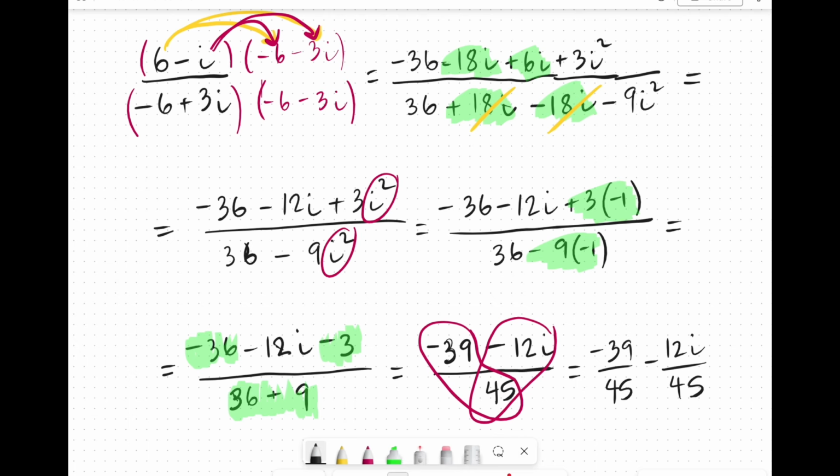Each of these fractions can actually be simplified. 39 and 45 are both divisible by 3, so I will go ahead and divide. That will make me a negative 13 over 15. 12 and 45 are also both divisible by 3. So 12 divided by 3 is a 4, and 45 divided by 3 is a 15. And that part does have an i. This is your final answer.